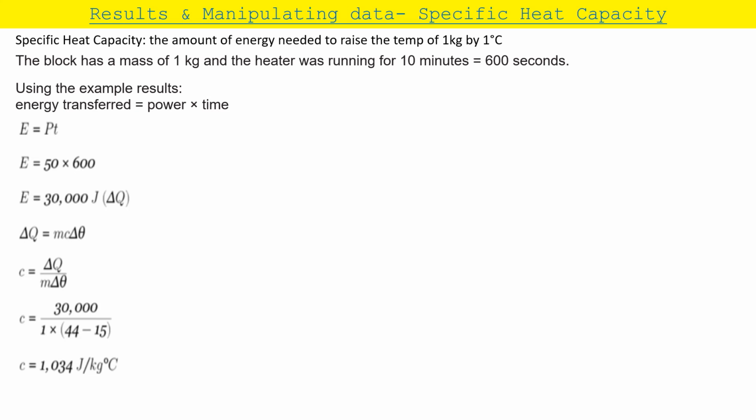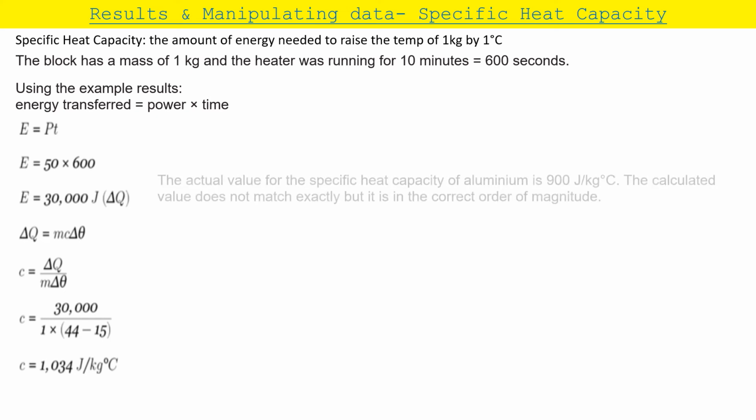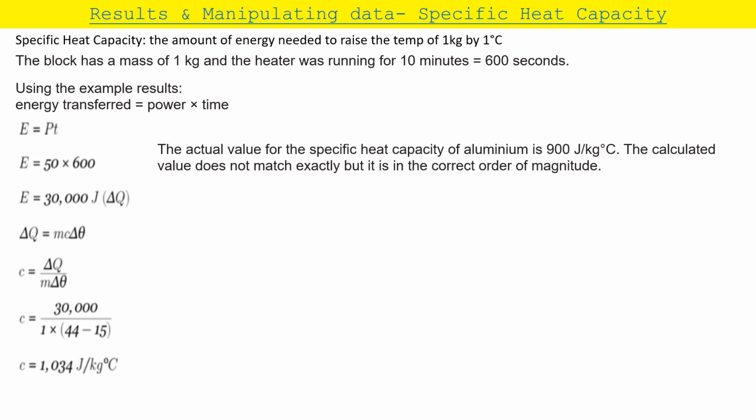So energy divided by mass, which is 1, and change in temperature, which is 44 minus 15, and that gives me a specific heat capacity of 1034 joules per kilogram per degree C. Make sure that we're aware of those units, because those units will also be a big point scorer. So the actual value for specific heat capacity of aluminium is about 900 joules per kilogram, and the calculated value does not match it exactly, but it's about in the right sort of ballpark.